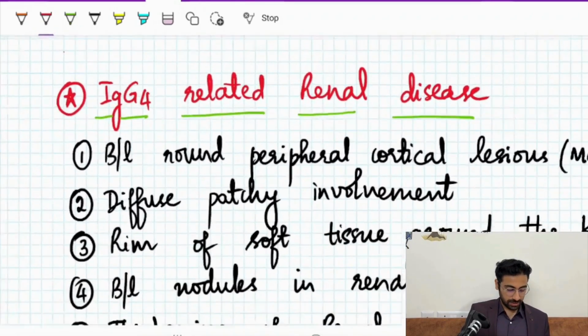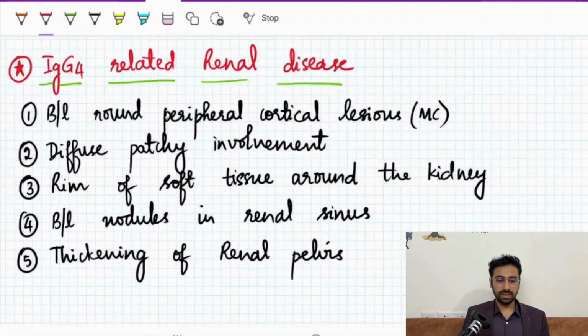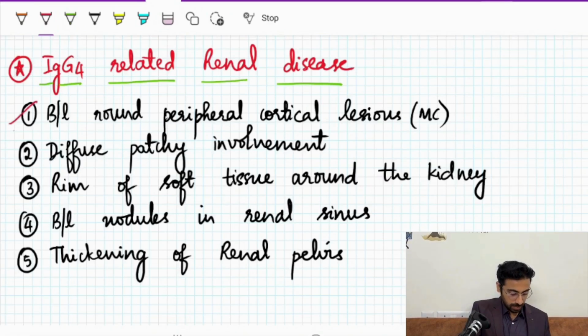Coming next to the IgG4 related renal disease. Now in renal disease, there are 5 patterns of involvement. You should know that there is more than one pattern, and if anyone asks, you may enumerate all 5 of them. The first and the most common one is bilateral round peripheral cortical lesions. This is the most common pattern.